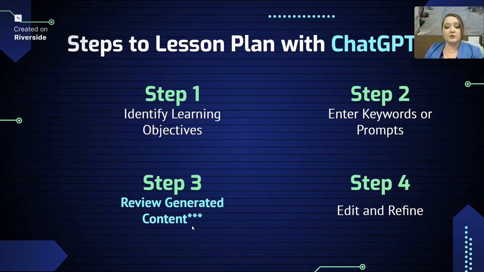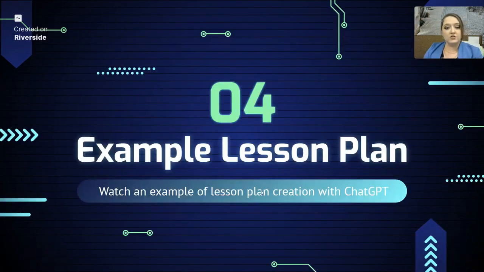Step three is to review the generated content. Not everything that is created is quality, and you need to adjust it to make it what you need. And then step four, we keep refining and keep editing it as we need. So let's create an example lesson plan using ChatGPT.